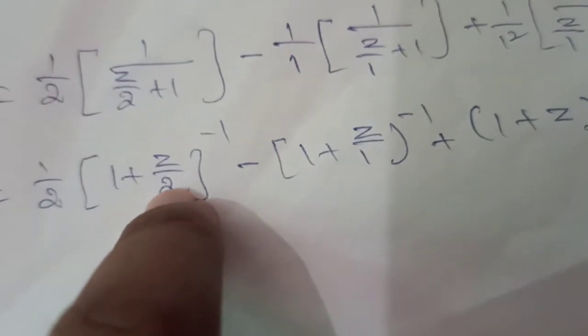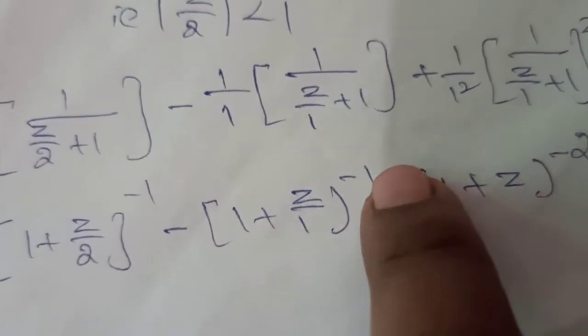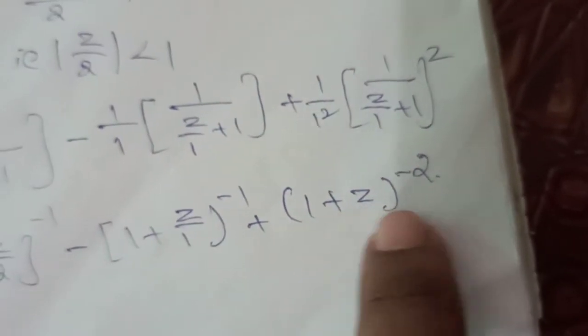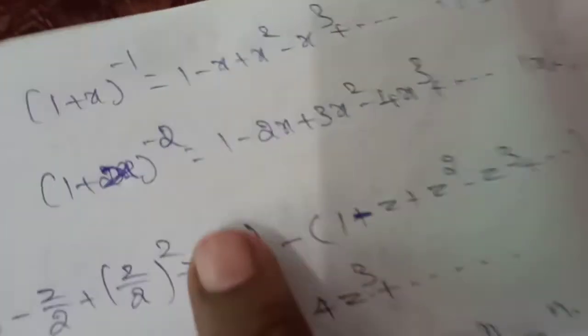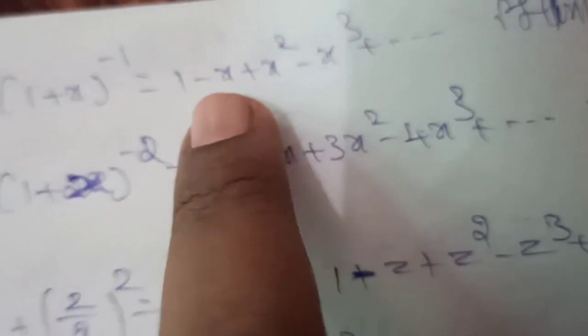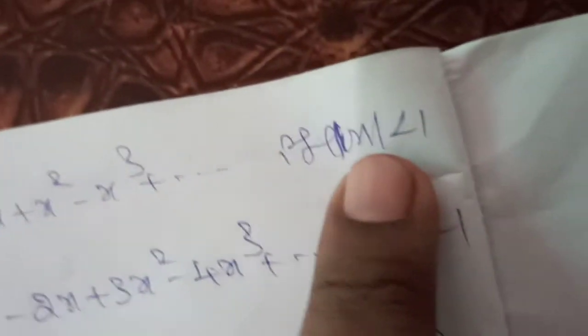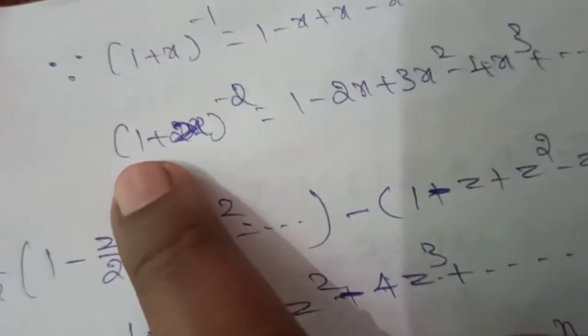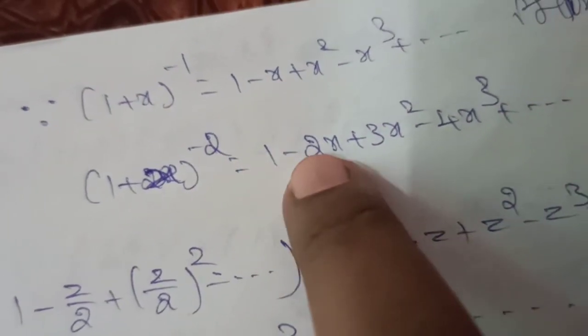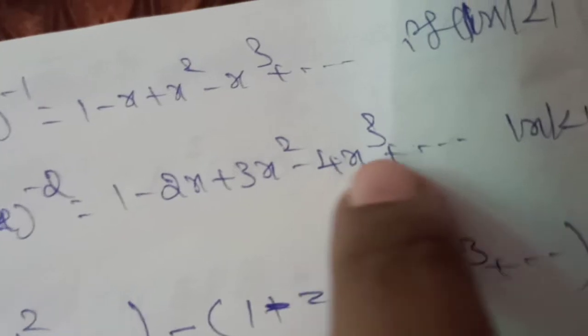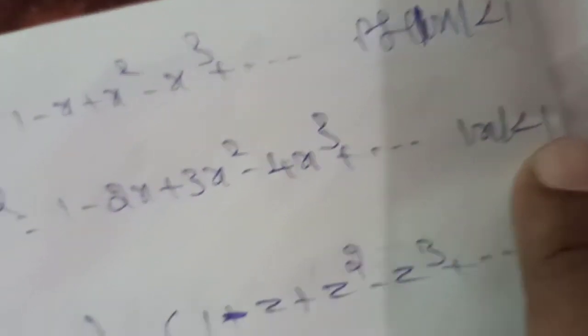Based on this condition, we use the formula 1 plus x the whole inverse. The second term also uses the 1 plus x the whole inverse formula, but the third term has 1 plus x the whole power of minus 2 formula. Okay? Once again, remember all of you, what is the 1 plus x the whole inverse formula: 1 minus x plus x square minus x cube plus x power of 4 and so on, if modulus of x is less than 1. And 1 plus x whole power of minus 2 formula is 1 minus 2x plus 3x square minus 4x cube etc., if modulus of x is less than 1.